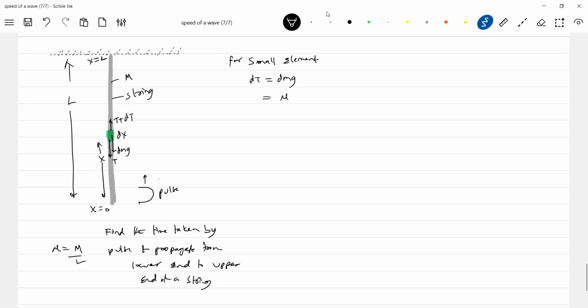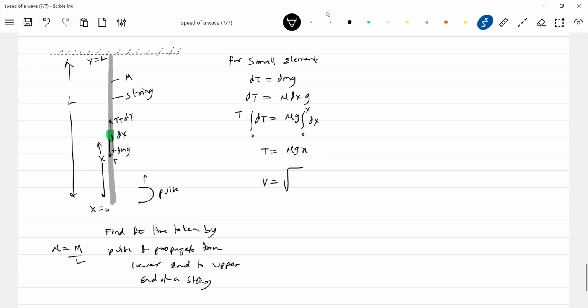dm is mu dx into g. What is the tension at a distance x? It is given by T equal to mu gx. I think we know in laws of motion, we have studied problems like this. So what happened to tension? As x increases, the value of tension will increase. So T equal to mu gx is what we got.